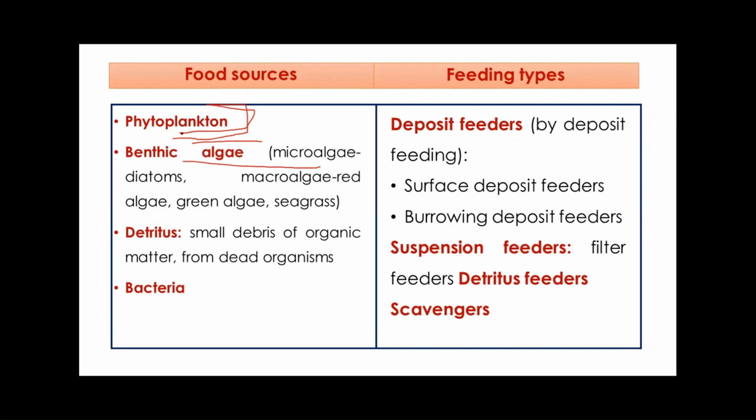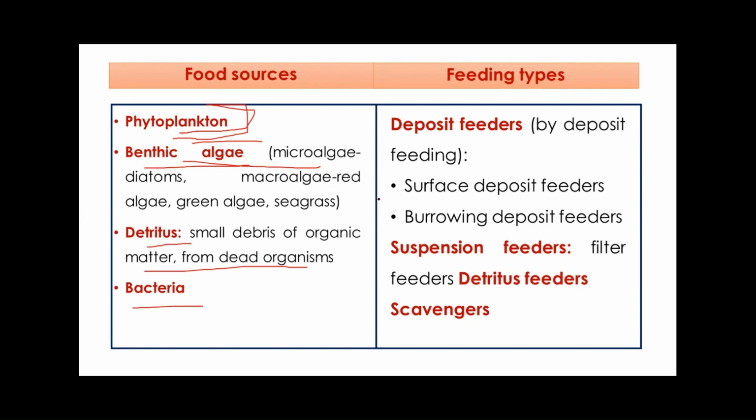When I say pelagic or benthic, I hope that most of you understand. Benthic means they are living at the bottom or in the sediment, and pelagic means they are in the water column. Similarly, benthic algae are there. Then there is detritus, small debris of organic matter coming from dead organisms. And also we have bacteria. So these are the main food sources.